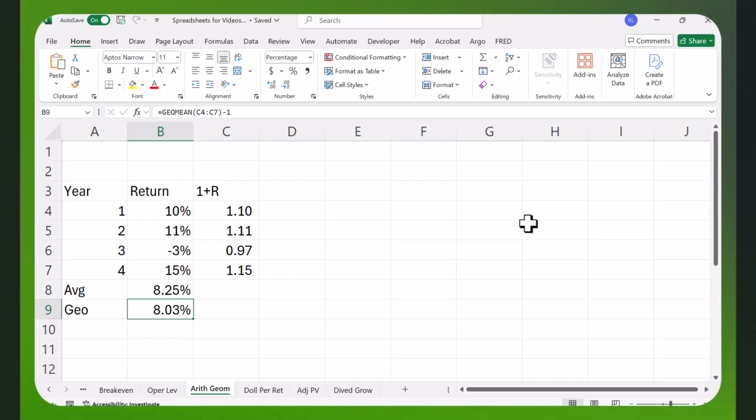So you can see there's a little bit of a difference here. Again, the geometric mean is lower than the arithmetic average, and you can use the geomean function to save some steps, so you don't have to multiply each one of these together, raise it to the 1/4 power, and subtract 1. So it's kind of a useful function. And again, the arithmetic average, the average function, just adds them all up and divides by the number of observations.